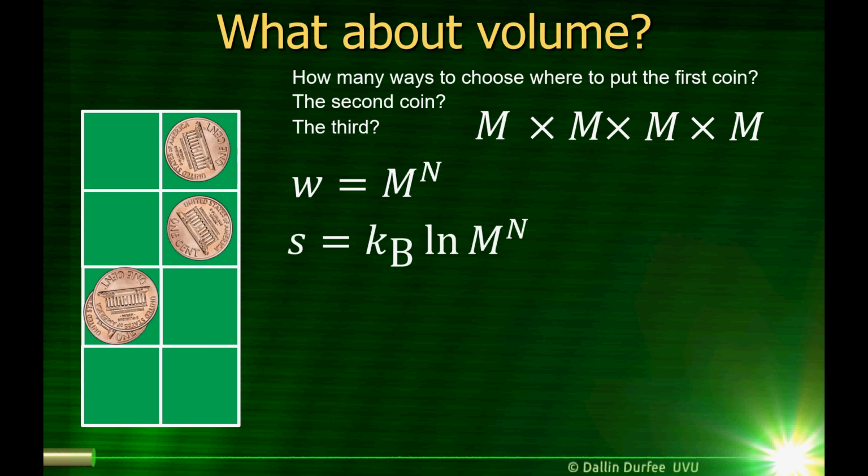Well, entropy is k Boltzmann times the natural log of the number of microstates for the macrostate, which in this case is the number of boxes raised to the number of pennies.